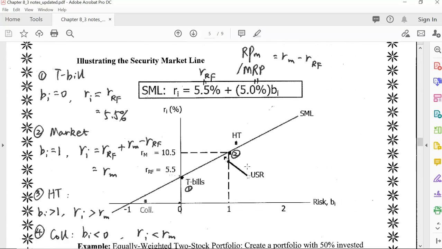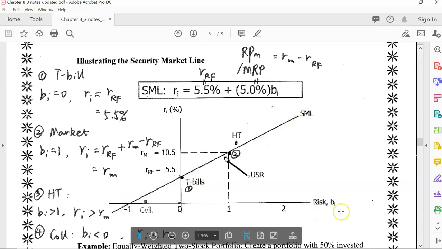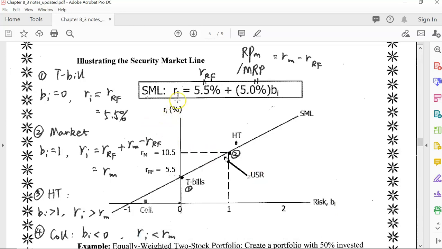And we can illustrate this security market line on this graph here. This is the security market line. We use beta as our x and we use Ri as our y. And we know Ri, stock return, equals risk-free rate 5.5% plus 5% multiplied by beta for any asset.